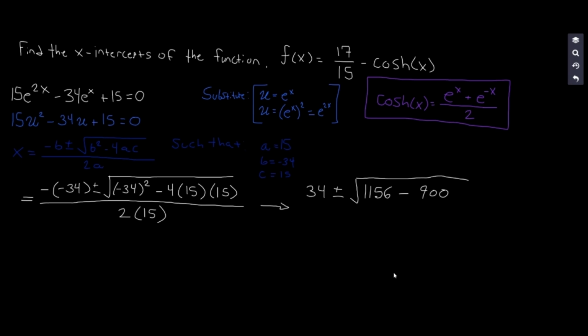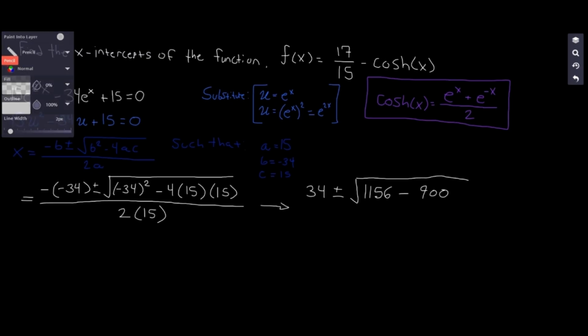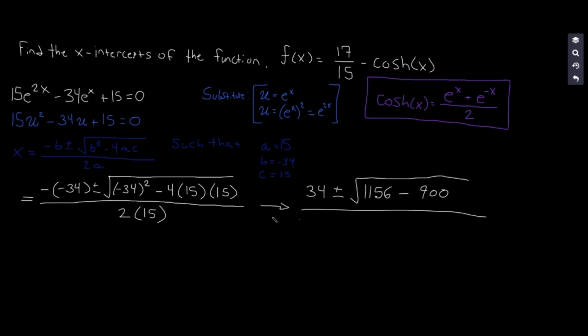1,156 minus 900. Is it 256? I do believe it's 256, but we're getting ahead of ourselves. We have to do 2 times 15, which is going to be 30. And now we can do 34 plus or minus, what did we say it was? 256.